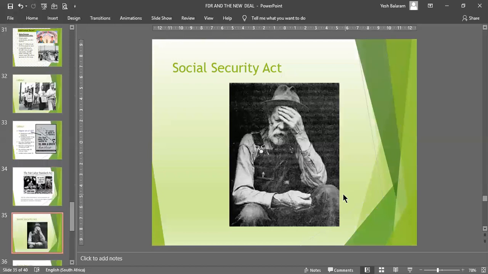Then there was the Social Security Act. As you can see in this image, there's a very distraught looking old man. Obviously, he's burdened by the fact that as a result of the Great Depression, he has no hope. He probably has no family to look after him. He's got no job. He's probably lost all his income. So to protect or to assist the elderly, the disabled, and those who were unemployed, Roosevelt introduced the Social Security Act. This is equivalent to our social security services provided in South Africa.